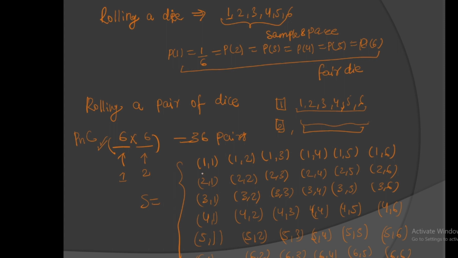Here one thing to note down: along this line we will be getting the sum as 2. Along this line we will be getting the sum as 3, meaning 1 plus 2 is 3 and 2 plus 1 is also 3. Along this line we will be getting 4: 1 plus 3, 2 plus 2, 3 plus 1. Along this line we will be getting 5. Along this line 6. And along this line 7. Right? Along this line we will be getting 8. Then this is 9, this is 10, this is 11, and this is 12. You can see one thing.